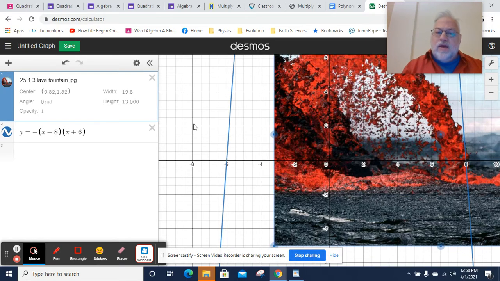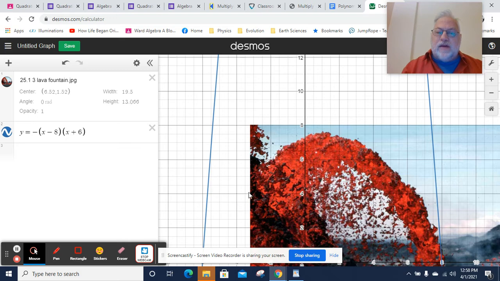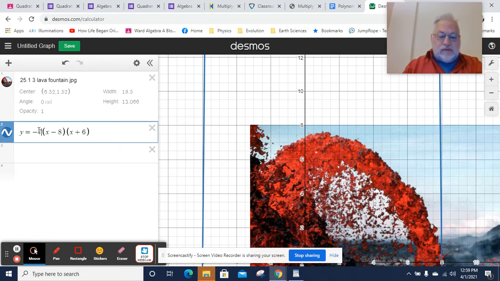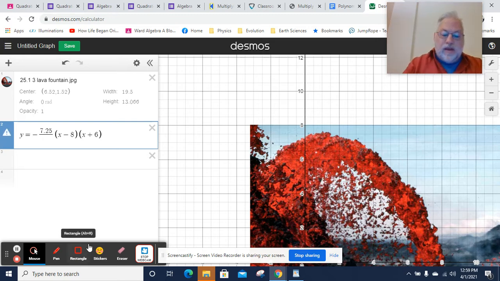Let's go down and see what the y-intercept of my lava fountain is. Well, it's somewhere right around here. And that looks to me like, well, that's 7. That's 7.5. So maybe it's at about 7.25. So maybe what I could do is make a fraction of 7.25 and divide that by the actual y-intercept of what I had and make that 48. And I'm pretty close to nailing it.